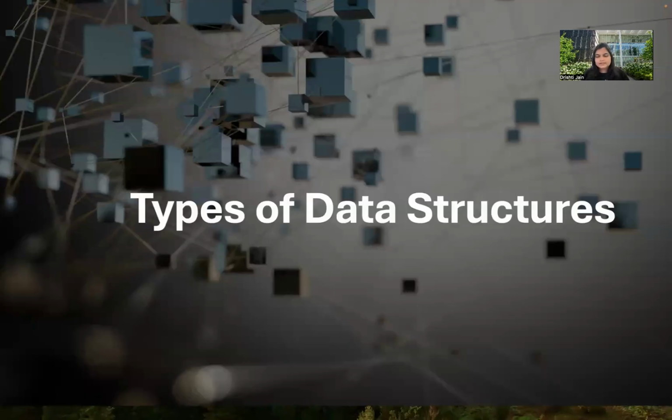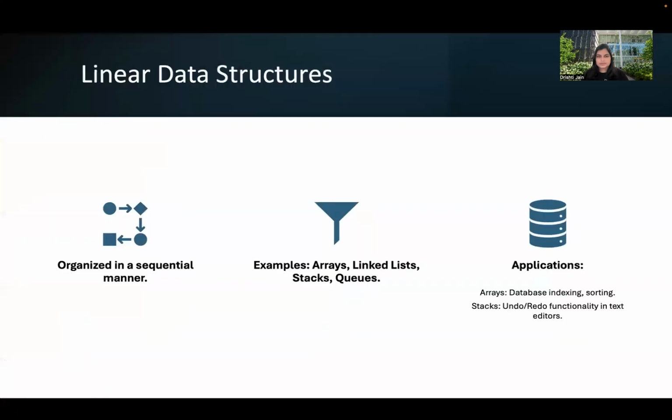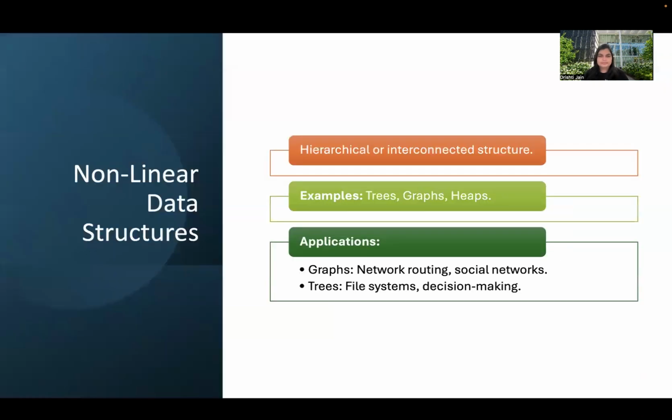Now let's look at the different types of data structures that are there. The very first one is linear data structures, and the second is non-linear data structures. Linear data structures are organized in a sequential manner. For example, arrays, linked lists, stacks, and queues. All of these are examples of linear data structures. The applications in case of arrays are database indexing and sorting. In case of stacks, undo or redo functionality in text editors.